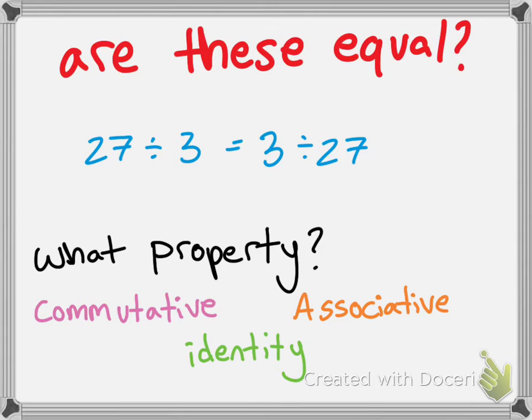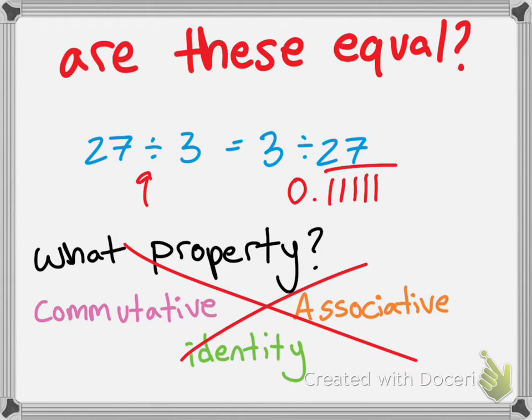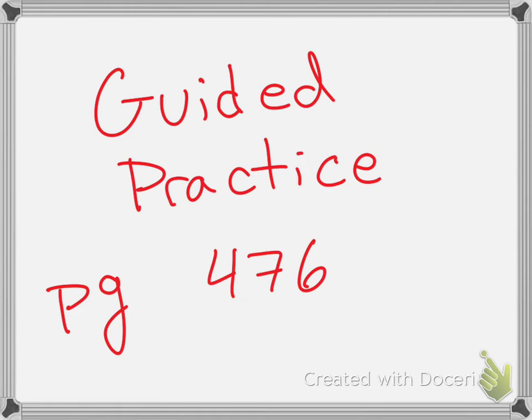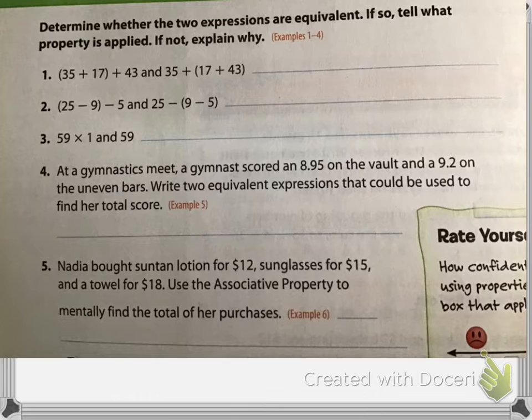What about these ones? Thumbs up, thumbs down. Are these ones the same? Thumbs up or thumbs down? Thumbs down. They are not the same. This one is 9, and 3 divided by 27 is going to give me forever. They are not the same. Remember, multiplication, addition. So I want you to go to guided practice, page 476.